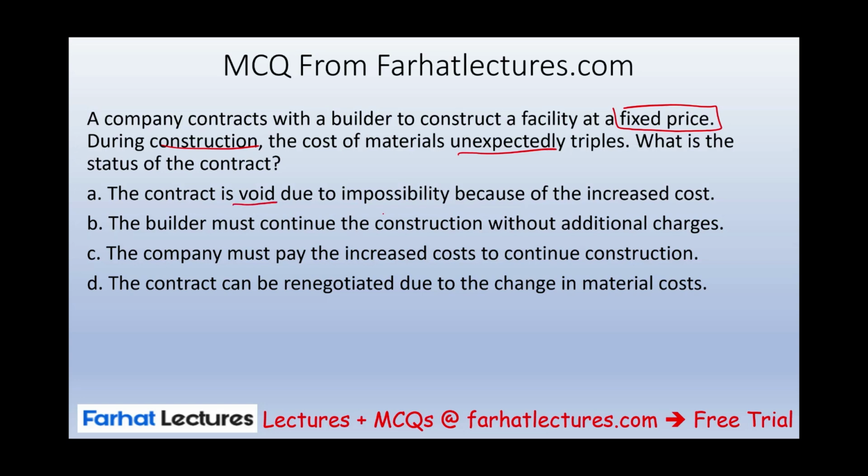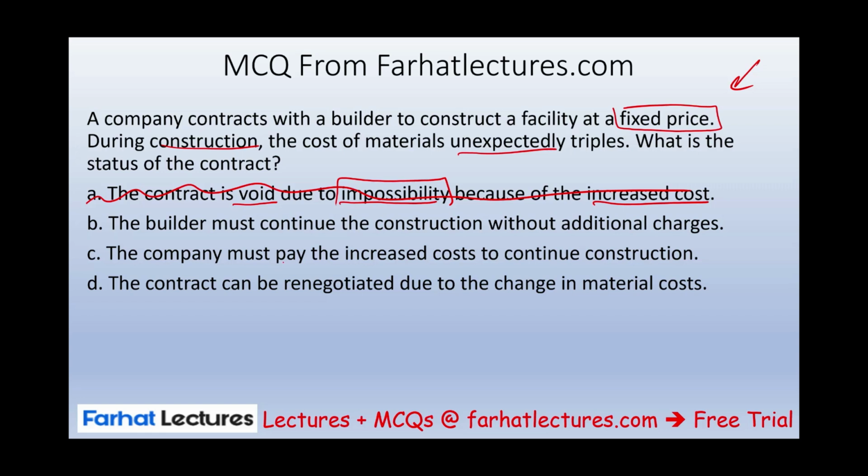A: The contract is void due to impossibility because of the increased cost. Can we invoke the increase in cost as an impossibility? And the answer is no. Just because the cost increased, you could have hedged your position, you could have increased your prices. You're in business, you should know better. Therefore, A is out. B: The builder must continue the construction without additional charges. That's what it looks like to me, because we agreed on a fixed price. Unless we change it, the builder must continue.